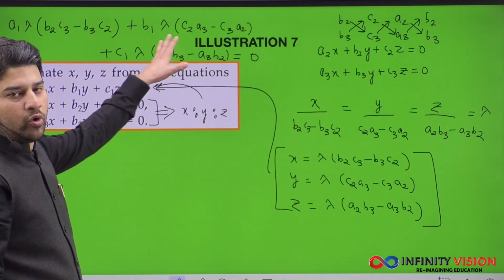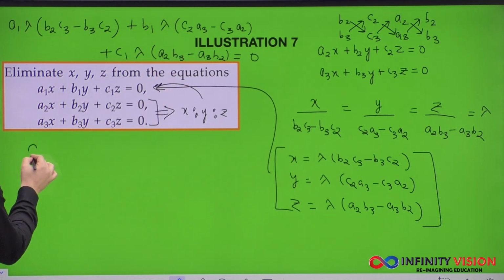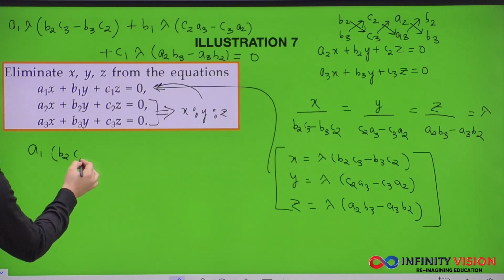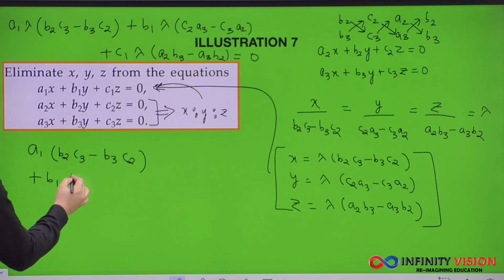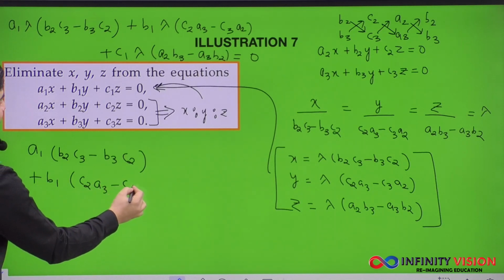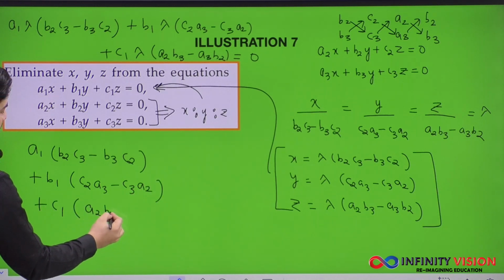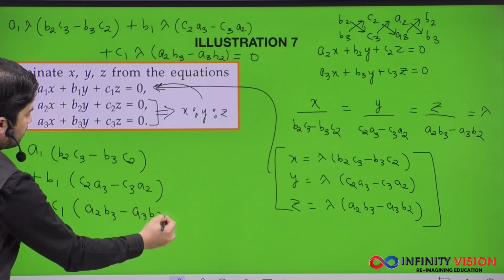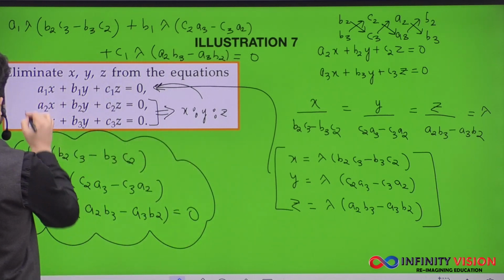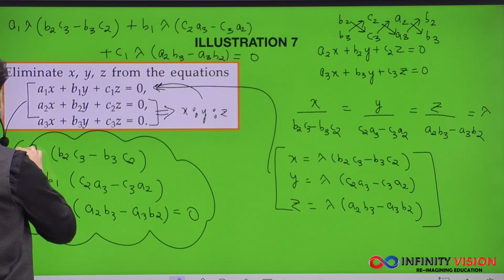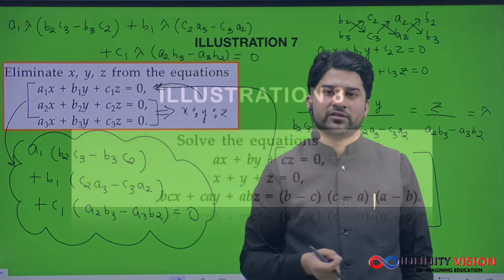Since lambda is common to all the 3 terms, lambda can be removed since on the right hand side you got 0. So you got something like a1 into b2, c3 minus b3, c2 plus b1 into c2, a3 minus c3, a2 plus c1 into a2, b3 minus a3, b2 equals 0. So from these three equations I have eliminated and I got this relation among a1 b1 c1, a2 b2 c2 and a3 b3 c3.